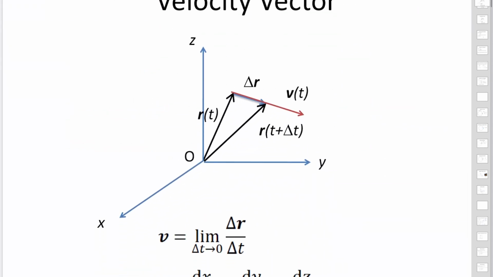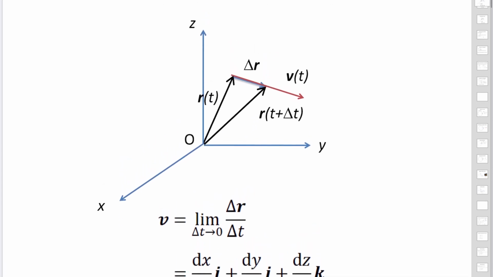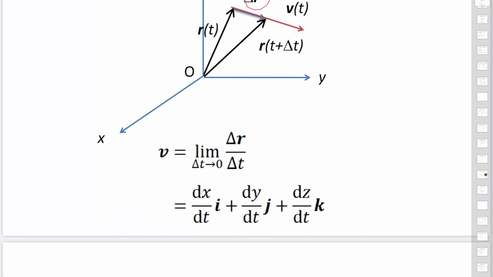And also we can define the velocity vector from the position vectors. If the position of the particle changes from r(t) to r(t plus delta t), you can find delta r, that's the difference. Velocity is defined using this equation, delta r over delta t, and take the limit as delta t approaches 0.